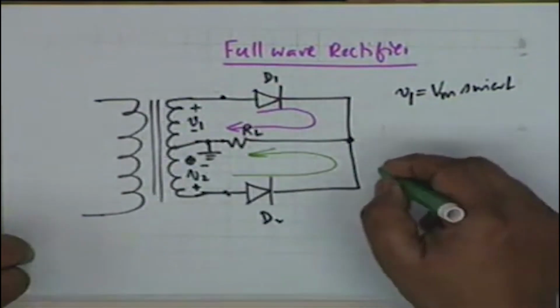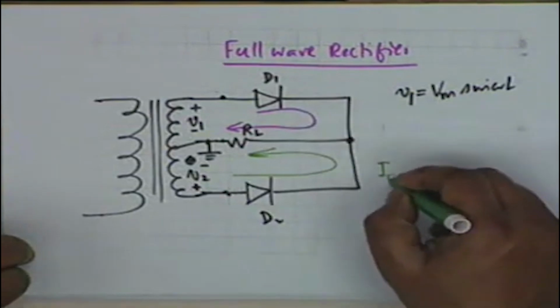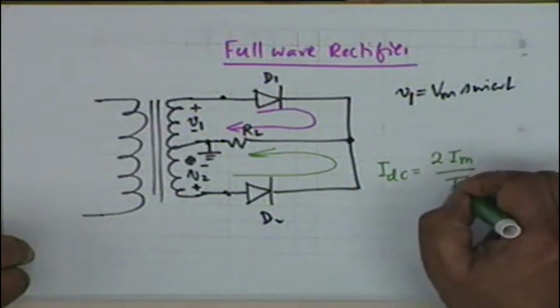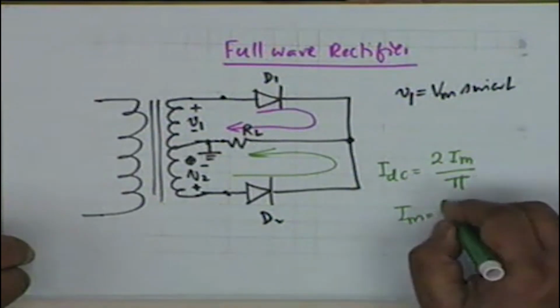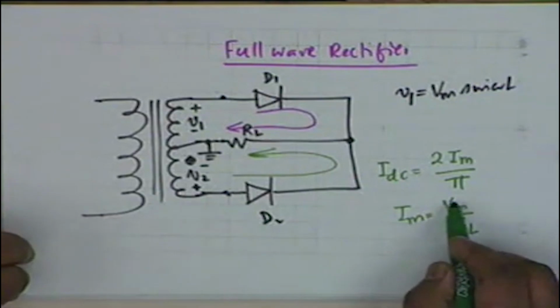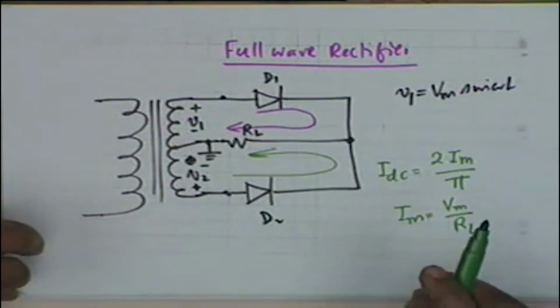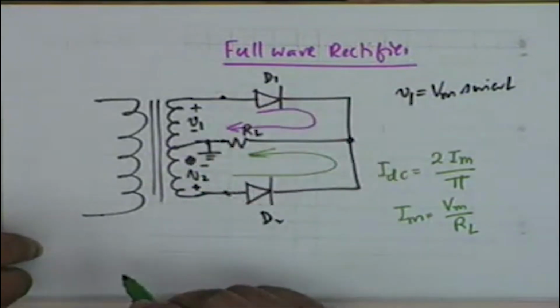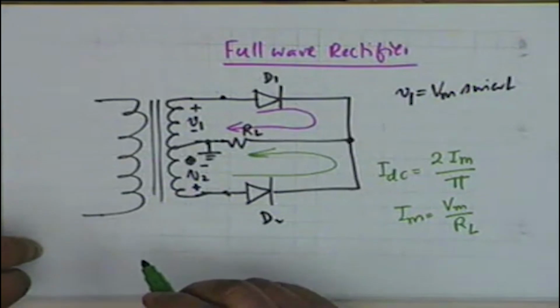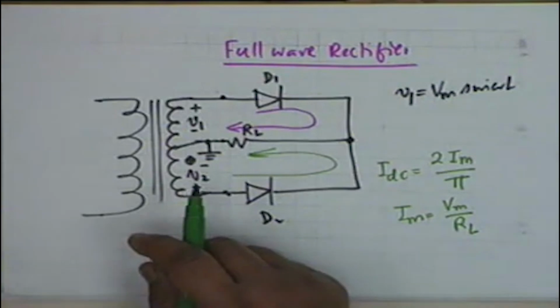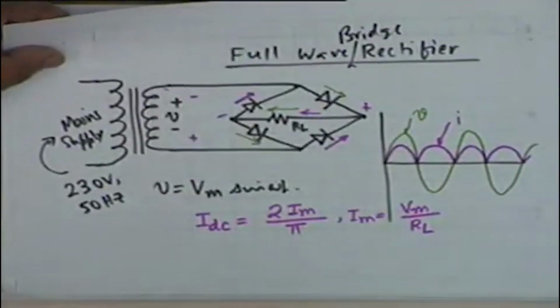You notice that IDC, if the diodes are ideal, is the same as in the previous case, namely twice Im divided by pi, where Im is equal to Vm divided by RL. What is this Vm? It is the peak value of either half, either V1 or V2. Is that clear? Whereas in the previous case, Vm was the peak value of the total voltage developed across this.